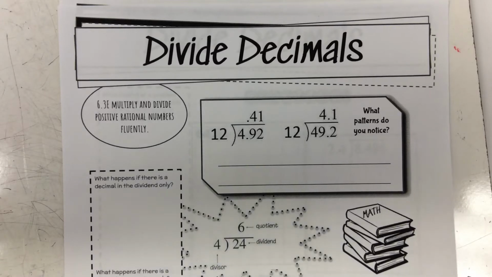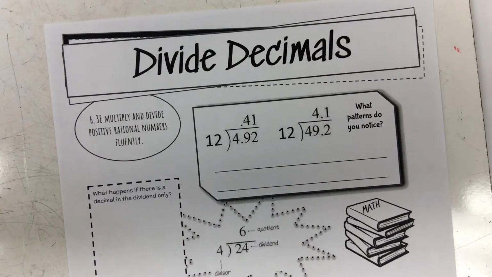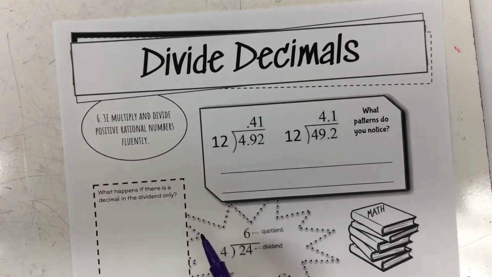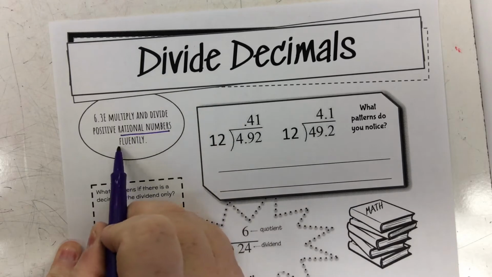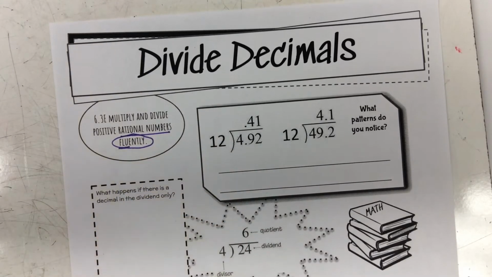Okay, Rams, today's video is about dividing decimals. We're going to go through a couple of rules here. First, the standard is 6.3e: multiply and divide positive rational numbers fluently. Remember, rational numbers can be fractions or decimals. Fluently means you can do it basically without thinking. You know the steps and you can jump right in and solve any problem.